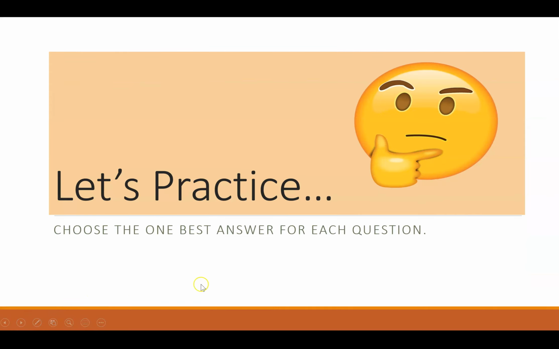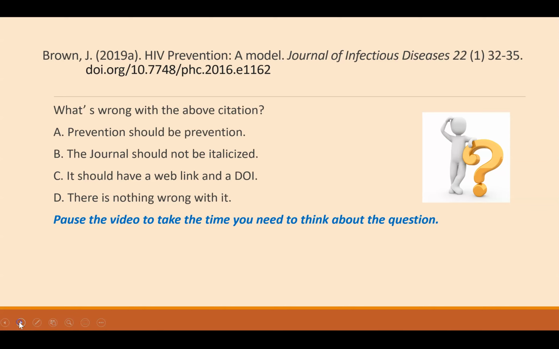So let's practice. You're going to see 2 questions, and for each question, you're going to choose the one best answer. Remember that you can pause this video to take the time to think about the question and choose your answer. The first question, at the top of the page, there is a citation for an article. And the question is, what's wrong with the citation?